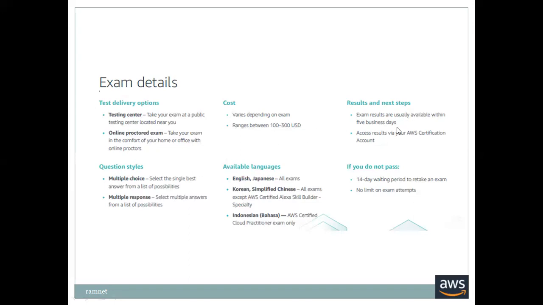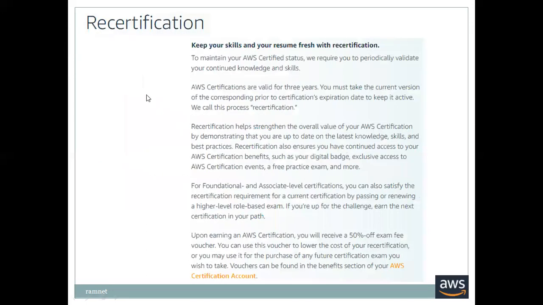Results and next steps. Results will be given immediately on the screen, whether you pass or fail. Maybe after 5 days or so, it will appear under your account in AWS. And if you do not pass, then you have to wait 14 days to retake the exam. 14 days means 2 weeks. After 2 weeks, you can take any exam because the database has to change. So this is about the examination details.